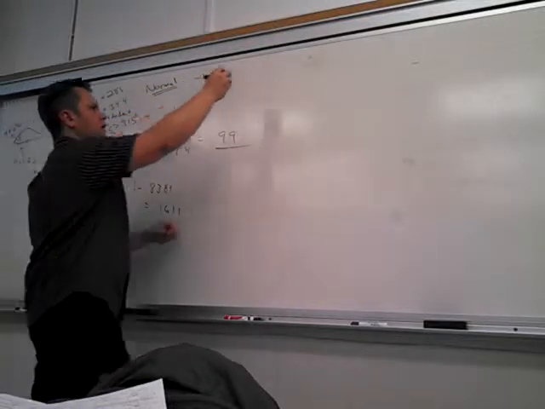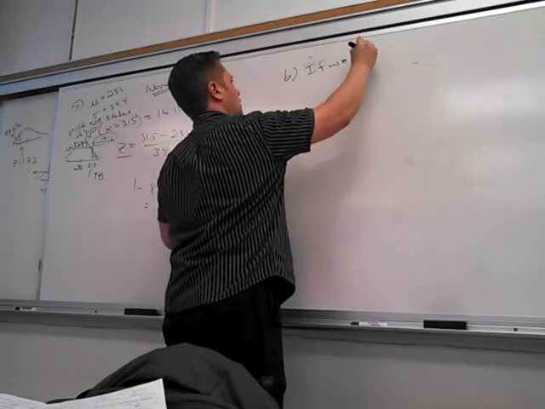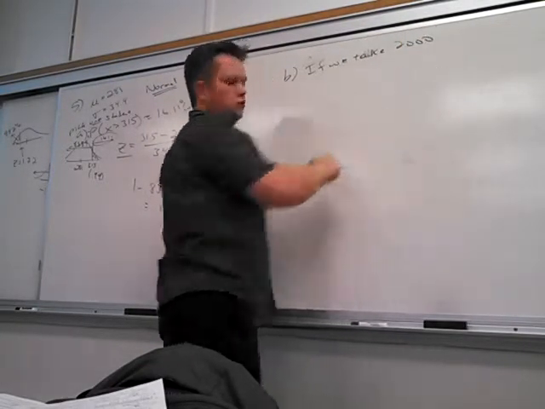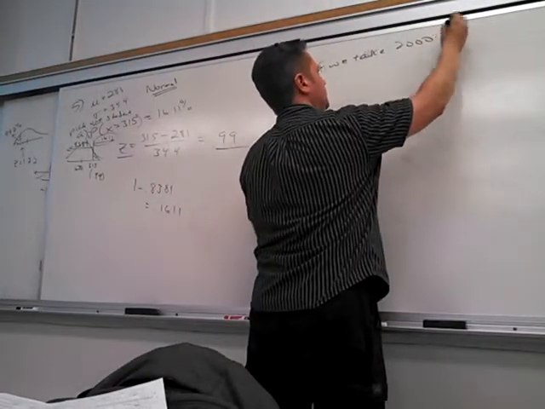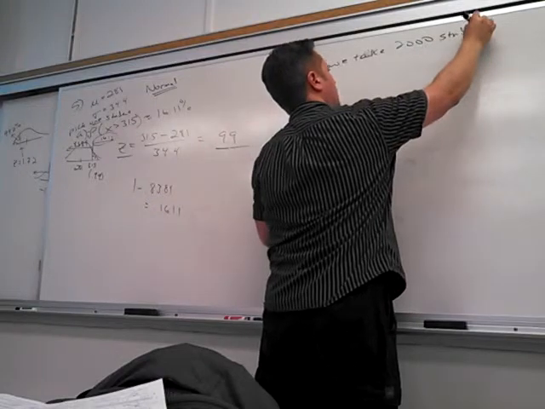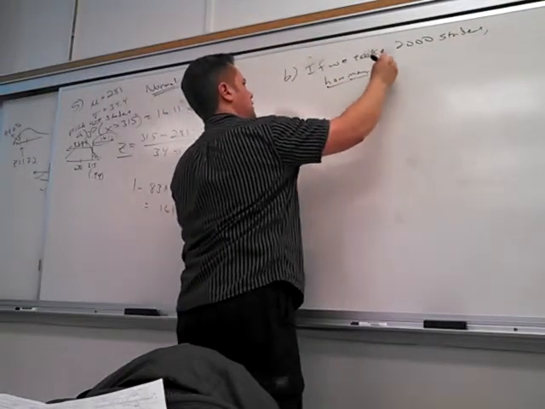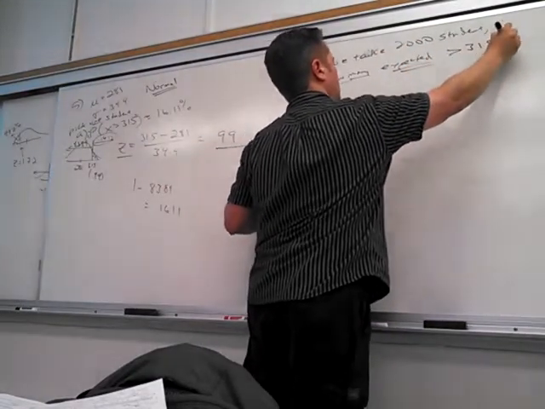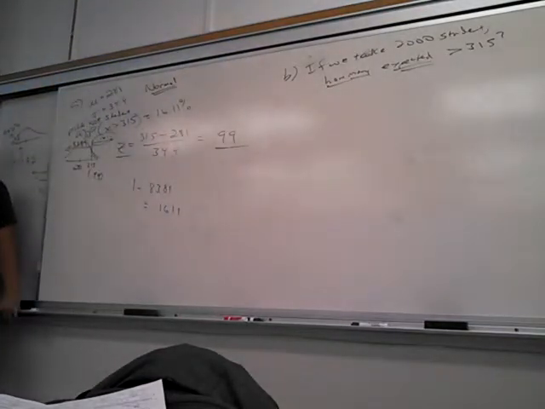So part B says if we take 2,000 students, how many would be expected to have a score greater than 315? How many expected? Expected value is the mean. Exactly. Right? So the expected value here.